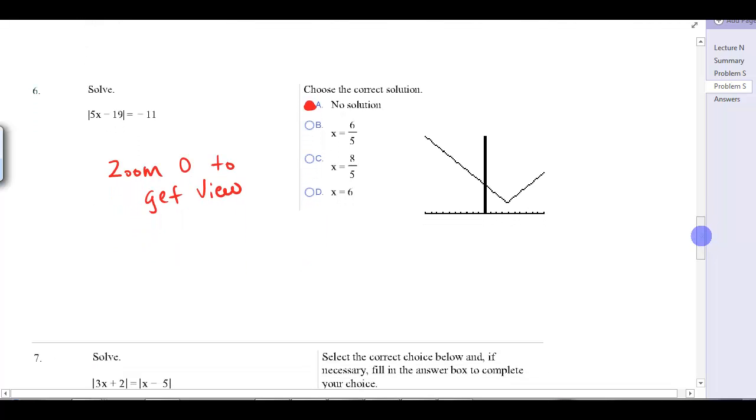All right. This one, now you got to think about this. If you graph it, you're going to see this picture and it would be no solution. But if you can't see it, you can always do zoom 0 to get the view. What I want you to think about is you've got an absolute value equaling a negative number. That can't be. Your absolute value is never going to be a negative number. So that's another way that you know it's no solution.